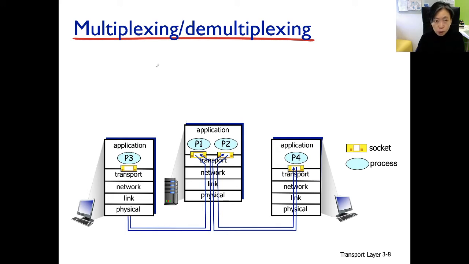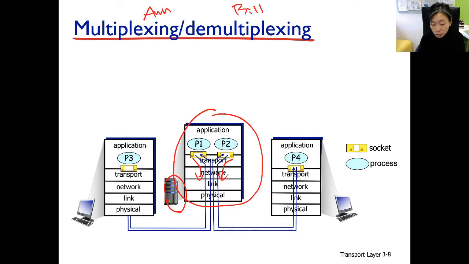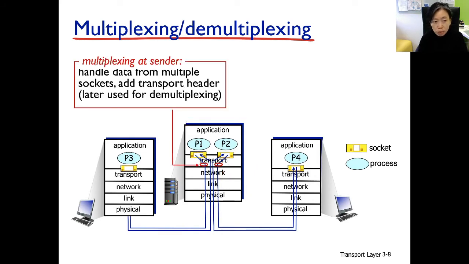If you still recall the Ben and Bill example, Ben's kids sending to Bill's kids, Ben is the multiplexer and Bill is the demultiplexer. If we focus on this example below, the machine in the middle is a big server machine. There are multiple processes running. P1 is sending a message out. P2 is also sending a message out. The transport layer at the server is doing this multiplexing.